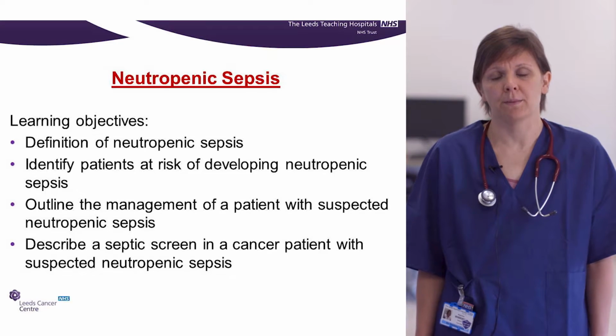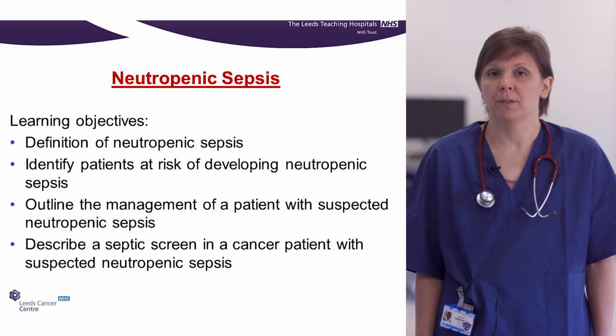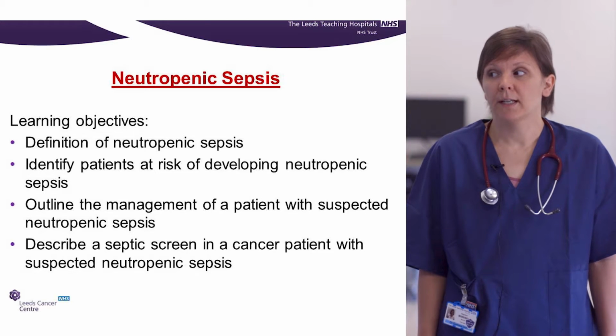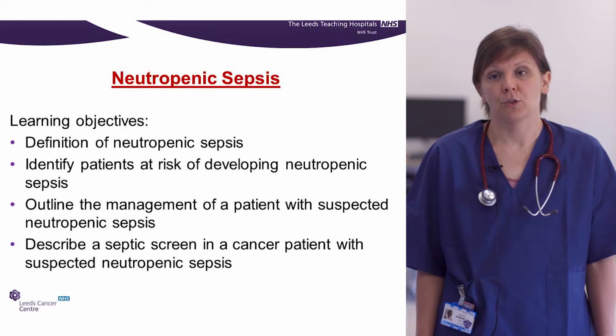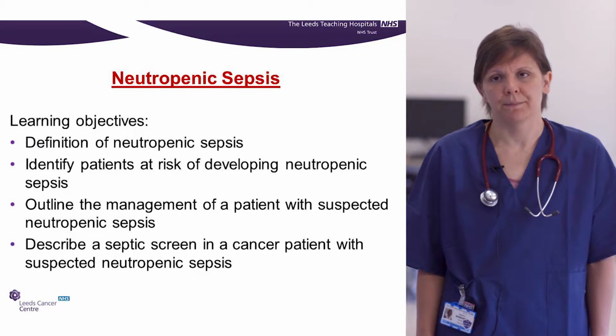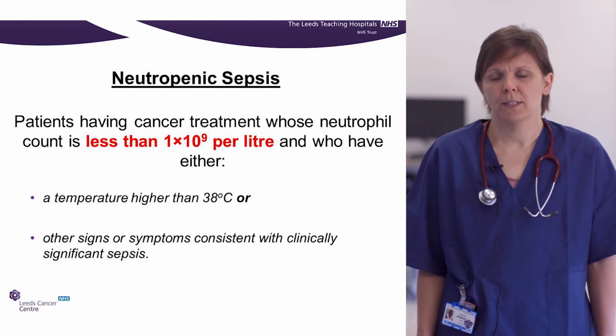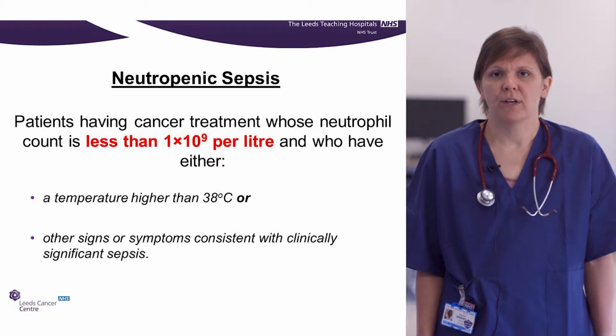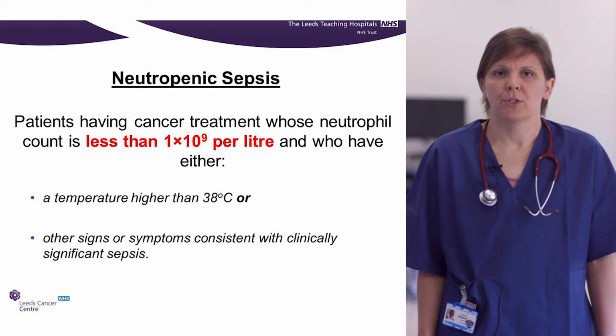So for neutropenic sepsis, what I need you to be able to do is define neutropenic sepsis, identify the patients which may be at risk of developing neutropenic sepsis, be able to outline the management of that patient with suspected neutropenic sepsis, and be able to describe what constitutes a septic screen. So neutropenic sepsis is defined as someone who has a neutrophil count of less than 1 and who has symptoms or signs of infection or has a temperature of 38 degrees C or higher.